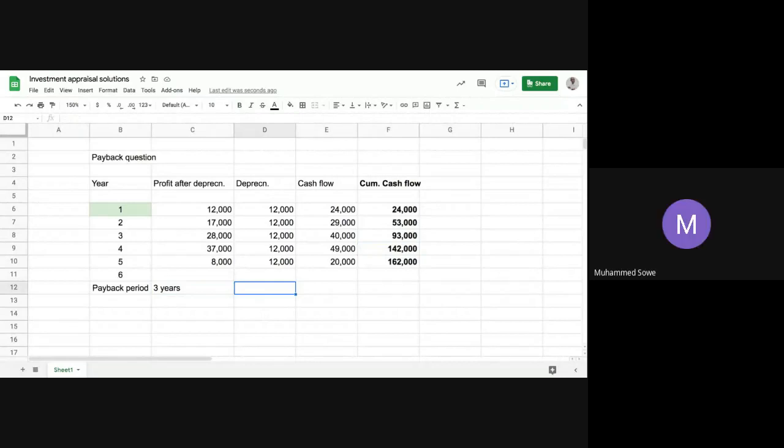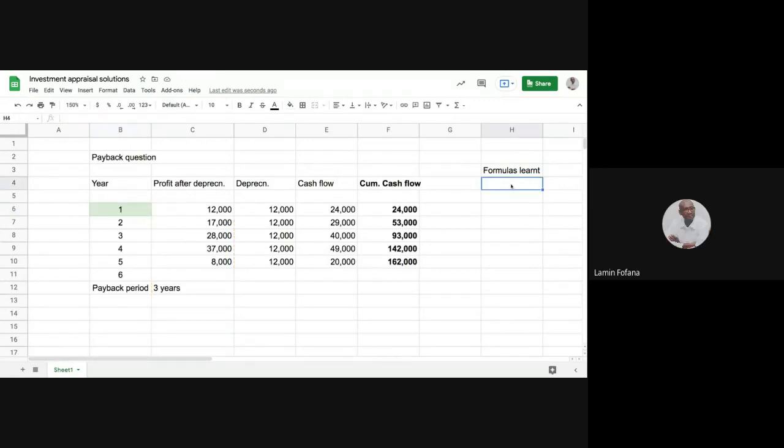Yes, you can say that. We know the outlay is 120,000. We can subtract from it the cumulative cash flow of the 3 years, which is 93. Then we divide it by the cash flow of the year where the months fall, that is the cash flow of 49,000.